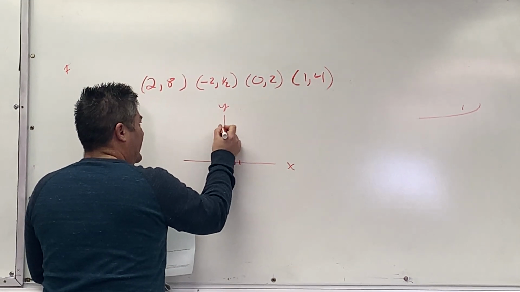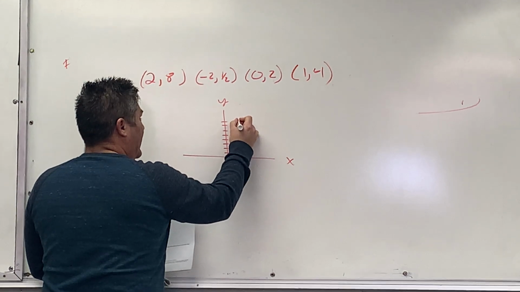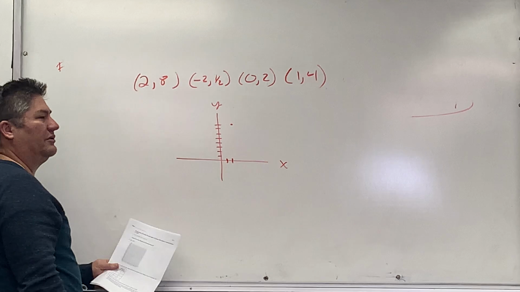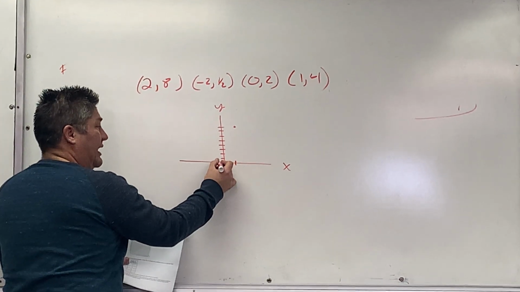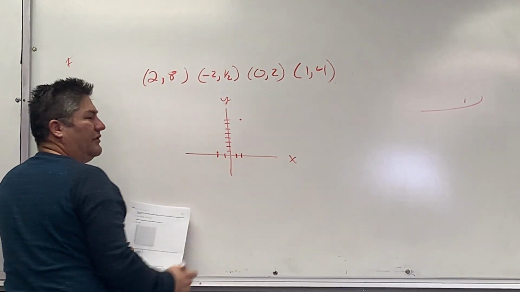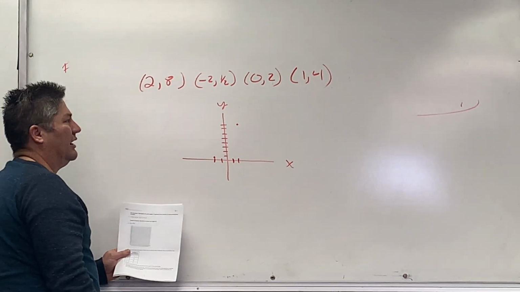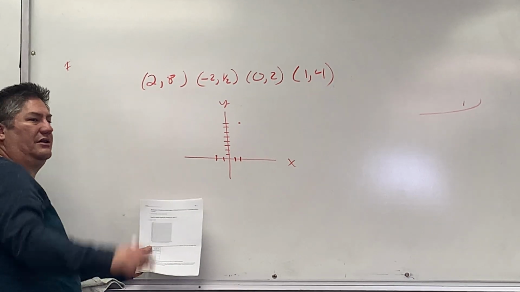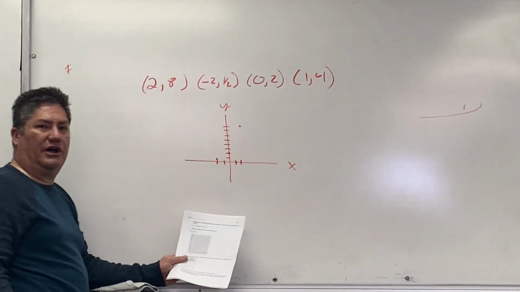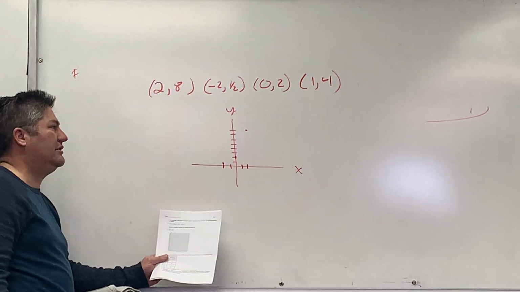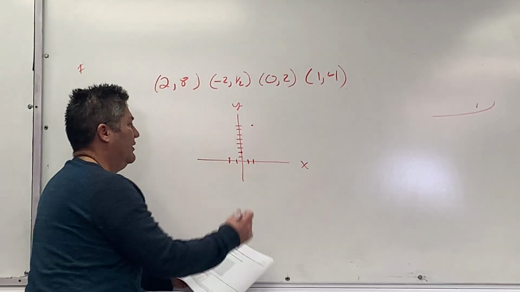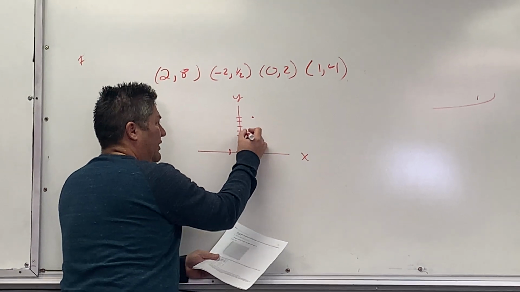4, 5, 6, 7, 8. Brendan, where will I go next? What's the next one? -2. -2 on the X, so I go left 2 and up what? 1/2. Just a half, not very high. Okay, 0 what? Liberty, 2, 0, 2. And 1 what? Devin? 4. 4, good. 1 to the right, 4 up.